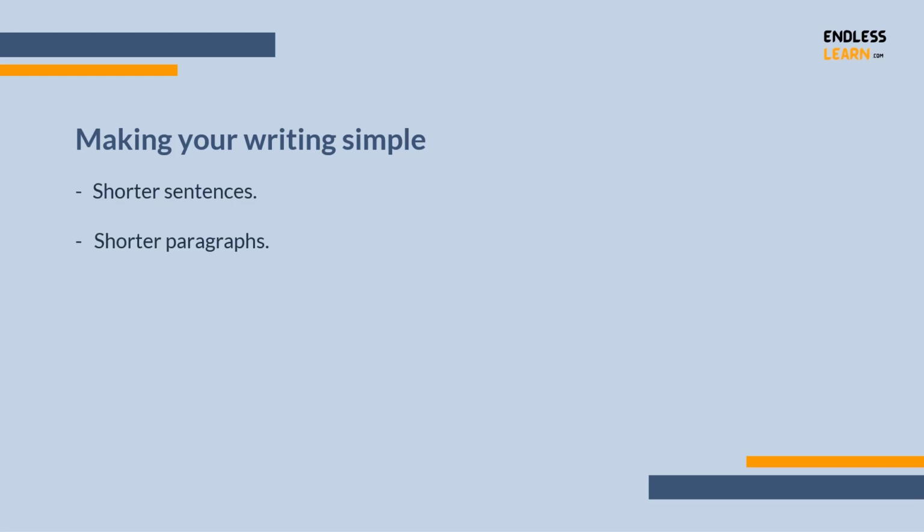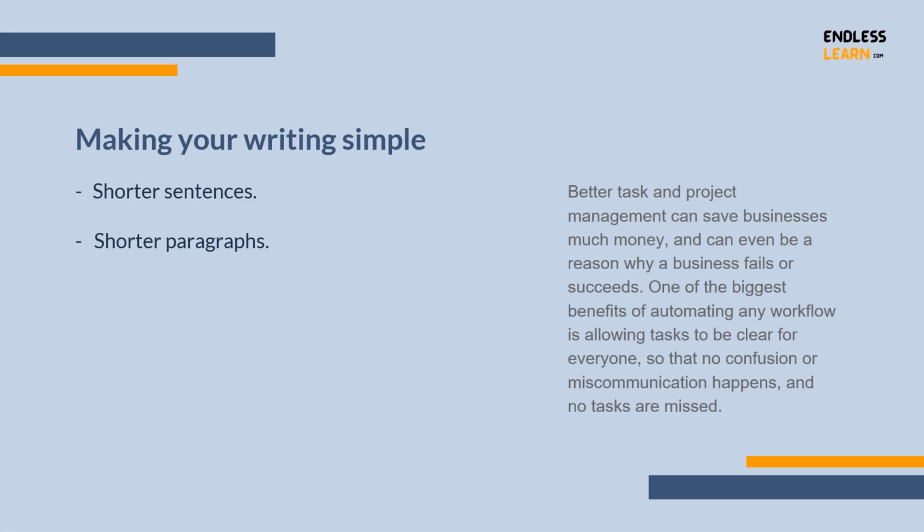This is an example from a blog I wrote for a software company. Better task and project management can save businesses much money, and can even be a reason why a business fails or succeeds. One of the biggest benefits of automating any workflow is allowing tasks to be clear for everyone, so that no confusion or miscommunication happens and no tasks are missed.